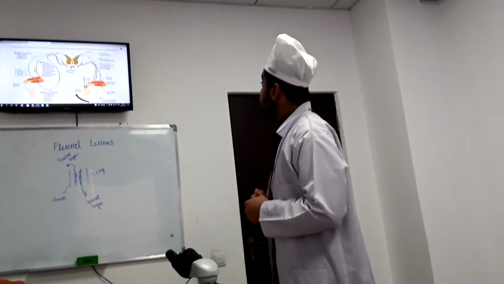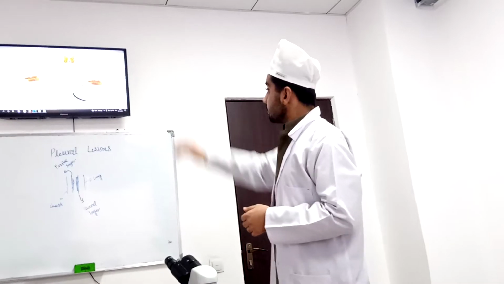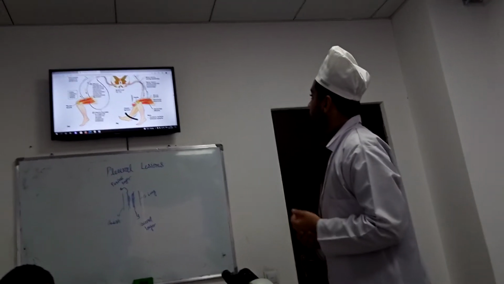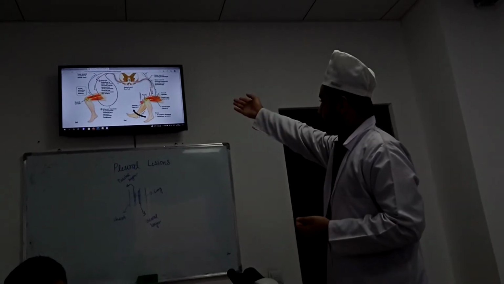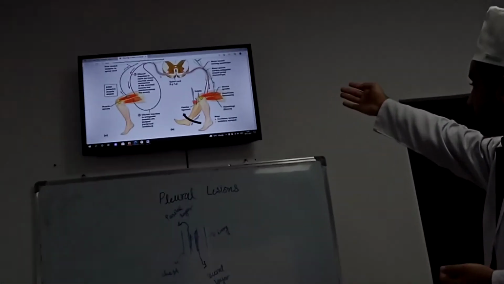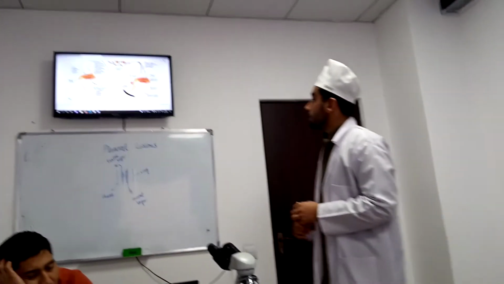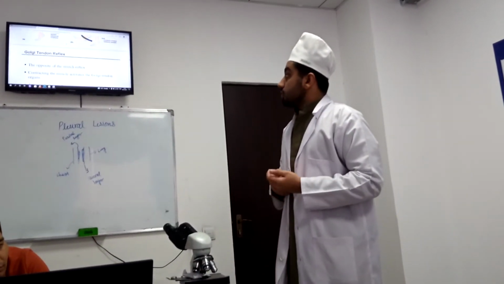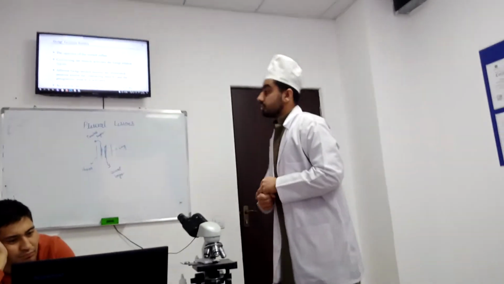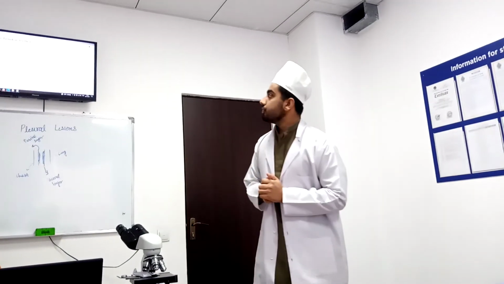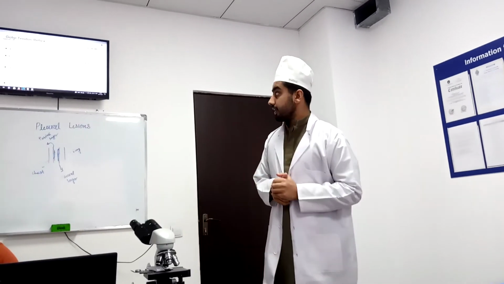Then we can say the terminologies. We can see here the patella and the patellar ligament, muscle spindle, quadriceps, which are the extensor muscles of the leg, and hamstring also. Golgi tendon reflex is another type of reflex. It is opposite to the stretch reflex.